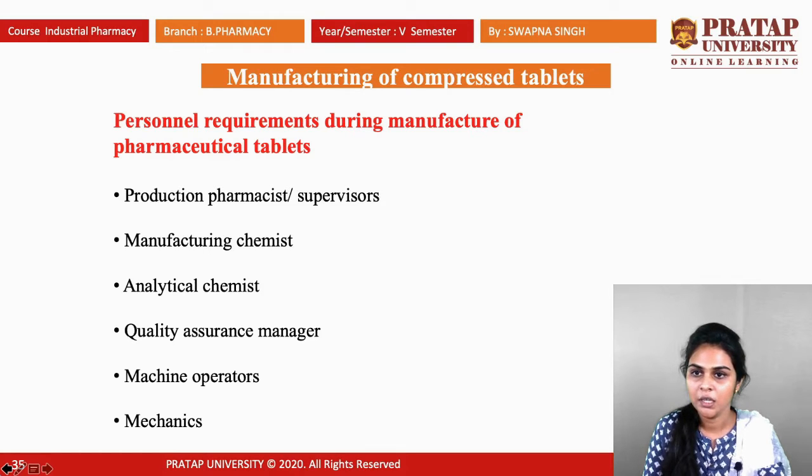There are some personnel which are required during the manufacture of pharmaceutical tablets. First one is production pharmacist, that is production supervisors. Next is manufacturing chemist, analytical chemist, quality assurance manager, machine operator and mechanics. So these all are the personnel which are required during the manufacturing of pharmaceutical tablets.